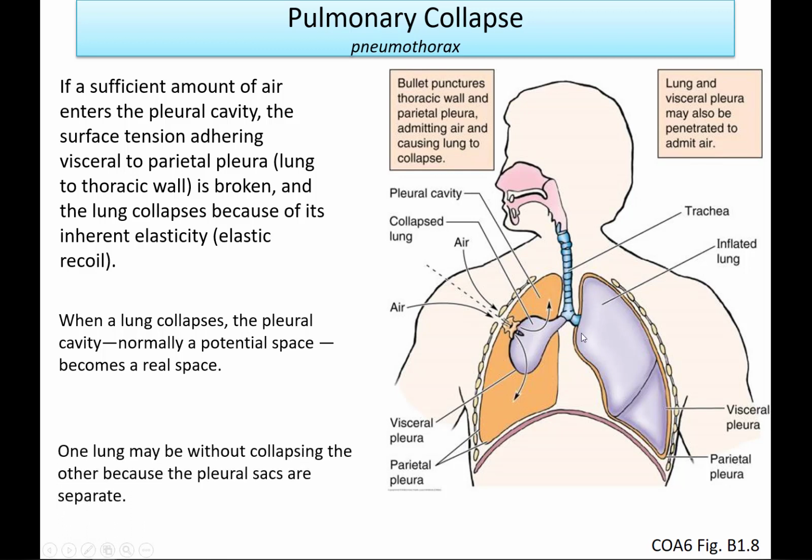Luckily, the pulmonary cavities are completely separated, so if one lung collapses, you still have another lung to keep you alive. Not very well, but it does keep you alive because the pleural sacs are completely separated from each other.